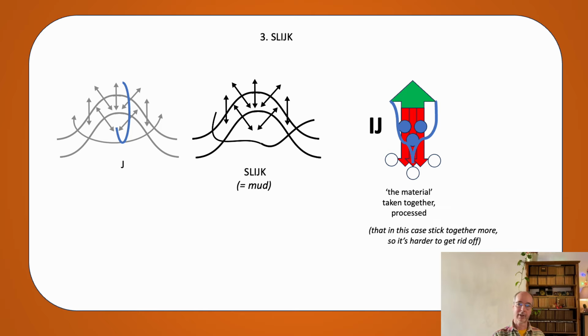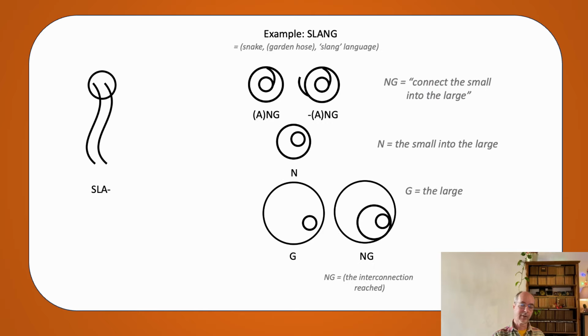Let's go to the next example now. Let's go to slang, or snake. But we also use slang, for instance, for a garden hose. And then we also say it as a garden snake. So it's a tuinslang, it's a garden hose. And we also have the word slang, which is an English word, which is more like dialect language, let's say. It's something completely different.